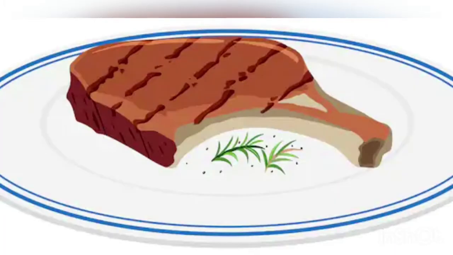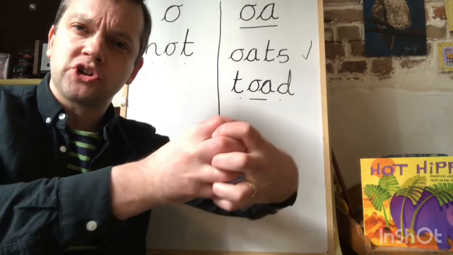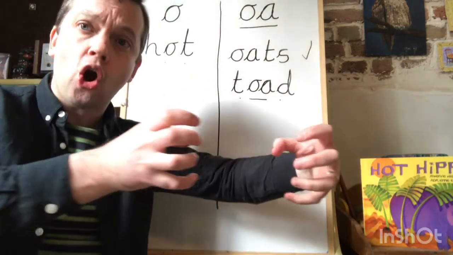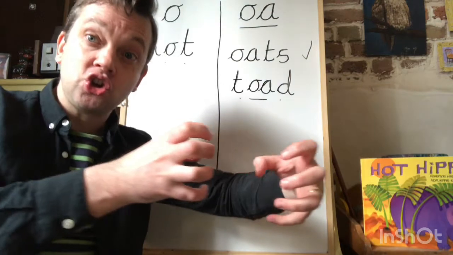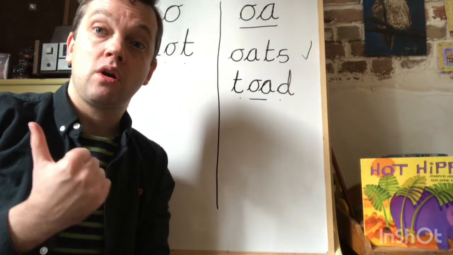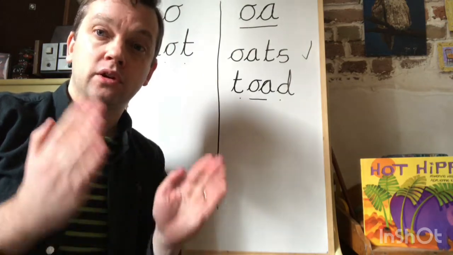This is a nice chop, isn't it? It's a chop. Might be a pork chop, might be a lamb chop. So our word is chop. Let's stretch it out. Chop. Chop. Chop. Sound it out. Ch-op. Ch-op.